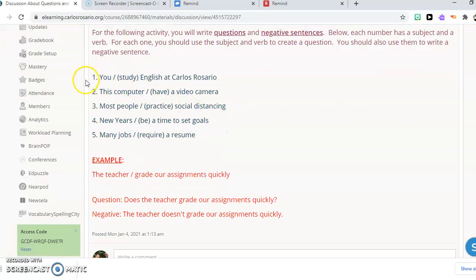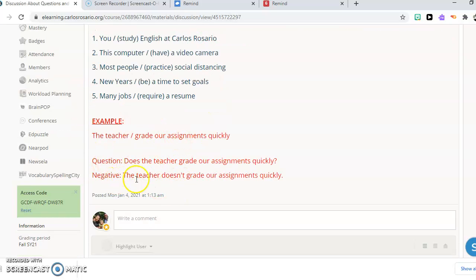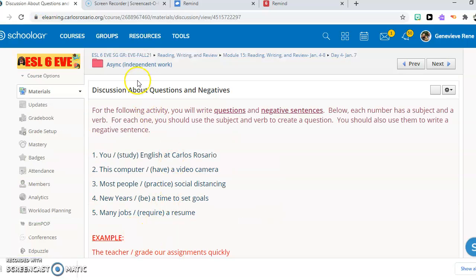So you will take each of these group of words and you'll create a question and a negative. For example, here are the group of words. The teacher grade our assignments quickly. First, you must turn these group of words into a question. Does the teacher grade our assignments quickly? Then you take the same group of words and you make them negative. The teacher doesn't grade our assignments quickly. And that's what you would do for each of these in the comment section.